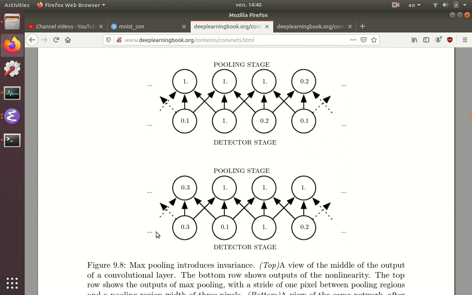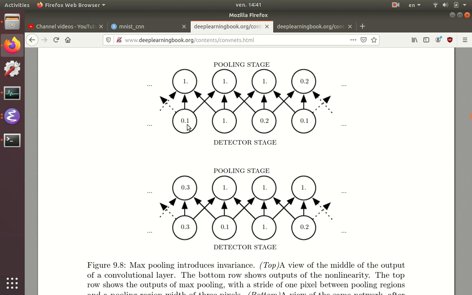So why is that useful? Why would people do that? That's what this figure is trying to illustrate. Here you'll notice that the values on the detector, the bottom stage, are shifted by one between the top and the bottom. Here it goes 0.1, 1, 0.2, and here the 1 and 0.2 are over here. And this 0.1 got shifted off over here. And this 0.3 was the value over here. The idea is that if you're shifting the image to the left or the right or up or down slightly, you don't want that to affect the results of your neural network very much.